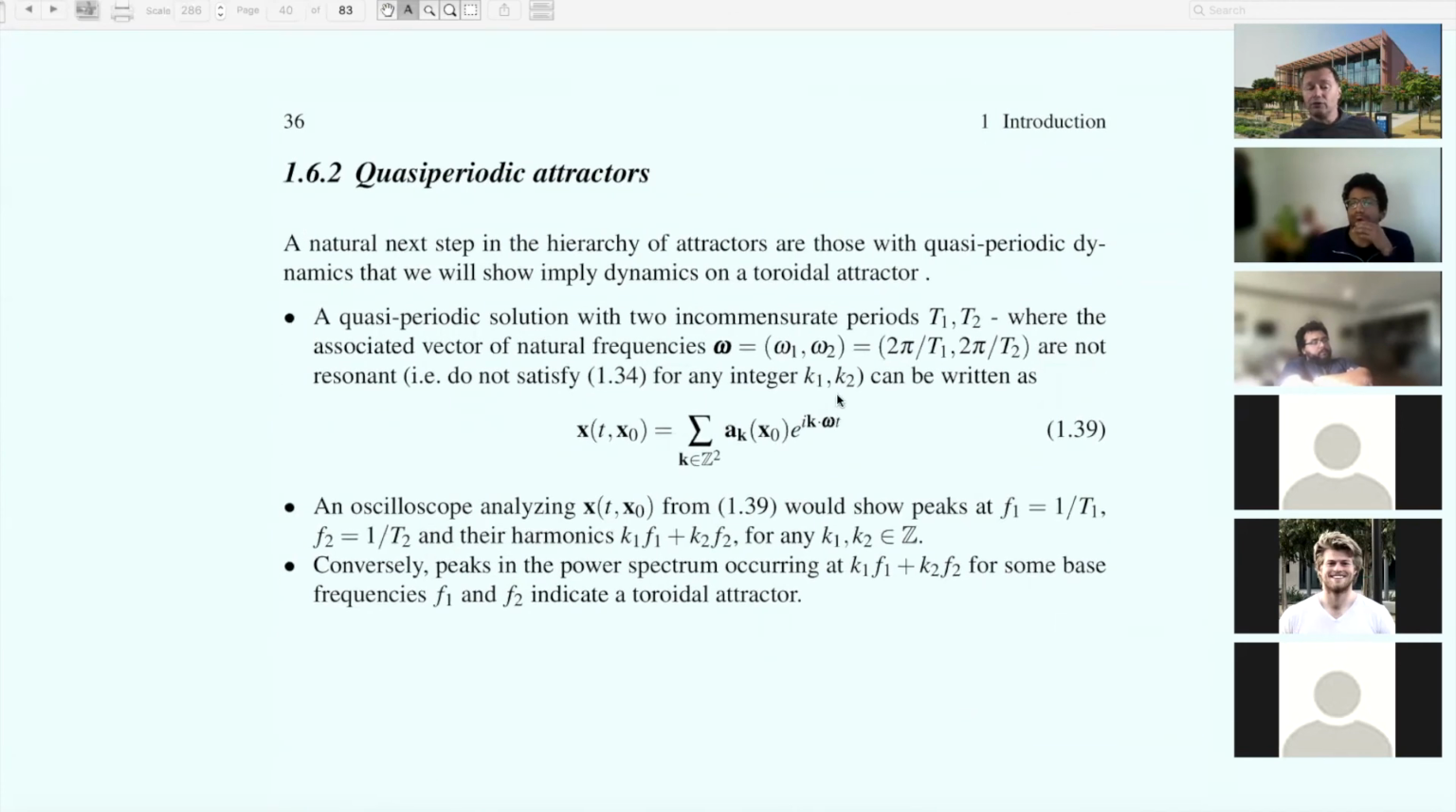So in the case of quasi-periodic attractors, you can expand in multi-frequency Fourier series. So K is now a vector of integers. Omega is a vector of natural frequencies. And I'm asking that they're not resonant. That's the condition that I had before. Remember, I asked that omega 1 divided by omega 2 is not represented as some ratio that is an integer ratio. So then I'm going to call this a quasi-periodic signal.